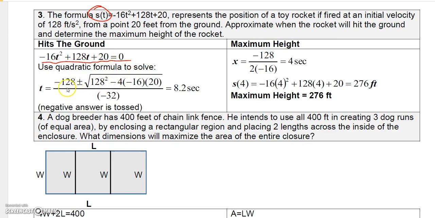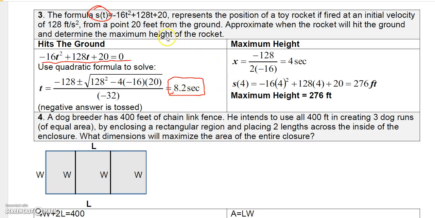So if you remember, the quadratic formula is minus b plus or minus the square root of b squared minus 4 times a times c, all over 2 times a. So I'll leave that for you to research if you need to, but I found that it hits the ground at about 8.2 seconds. I had to use a calculator to figure that out.